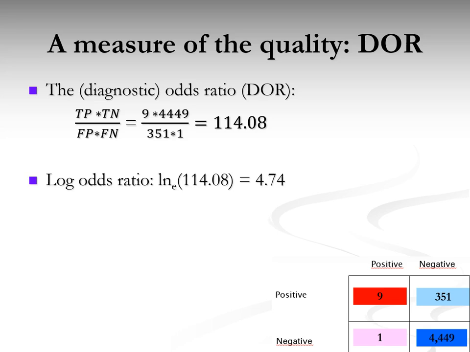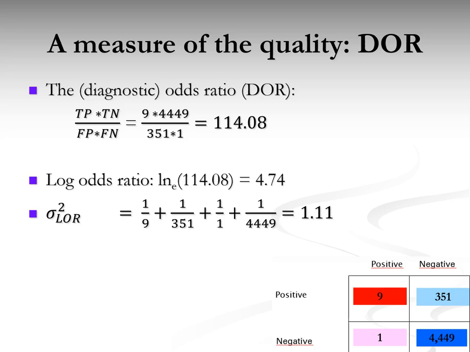Another drawback of the odds ratio is that the sampling variance is not easily calculated. So therefore, very often the natural logarithm of the odds ratio is taken. So we use the log odds ratio. In this example, the log odds ratio is 4.74. A log odds ratio equal to 0 means that there is no association at all. So again, here we see that there is evidence that the screening instrument seems to work.